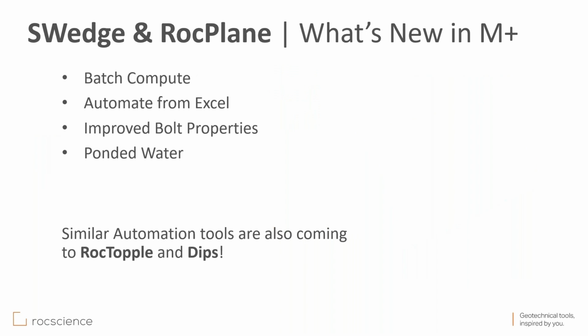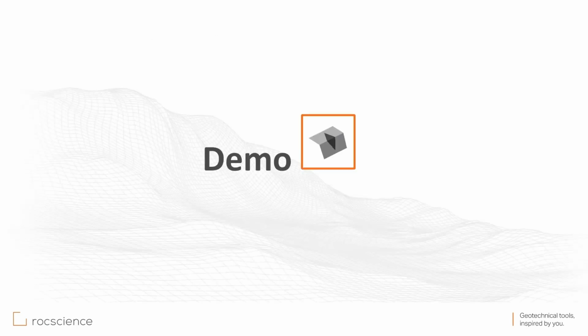Since the release of SWedge and RocPlane Maintenance Plus, a number of new features have been added. Batch Compute and Automate from Excel can efficiently automate the computation and results generation for thousands of analyses. Improvements were also made to the bolt properties dialog, following that of Rocscience's Unwedge program. You can now assign a bolt type and bolt efficiency. You can now also save your defined bolt properties. As previously mentioned, ponded water was also added as part of Maintenance Plus. I will be showing a demo in SWedge of the Batch Compute and Automate from Excel features.